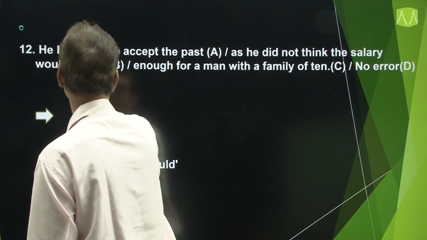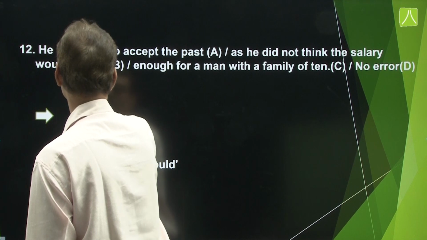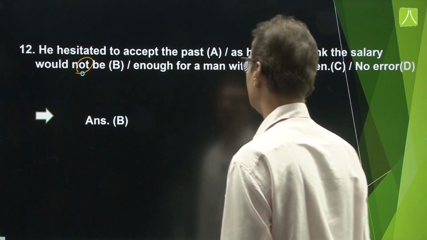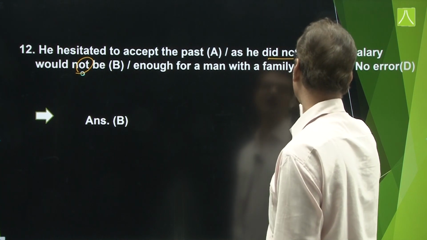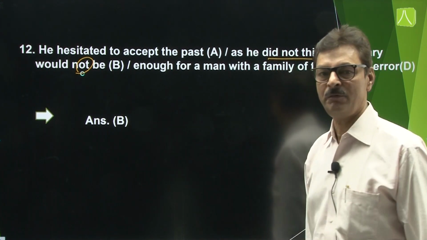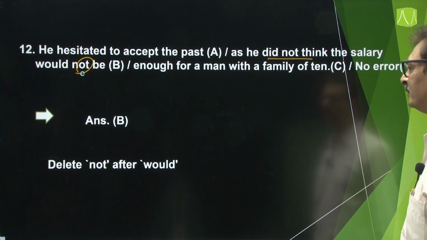So would not be is incorrect. This not should be deleted from this example because यहाँ पे he did not लिखा हुआ है. He did not think the salary would be enough. Yes? So this is the error in this sentence.